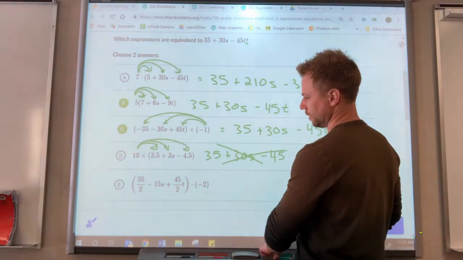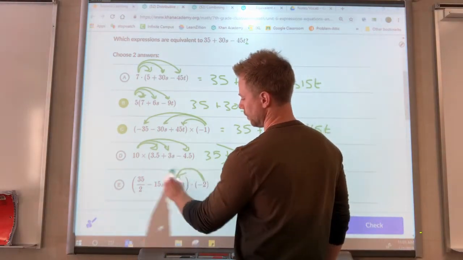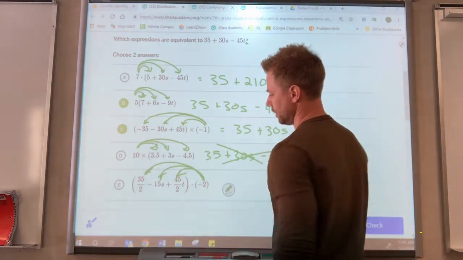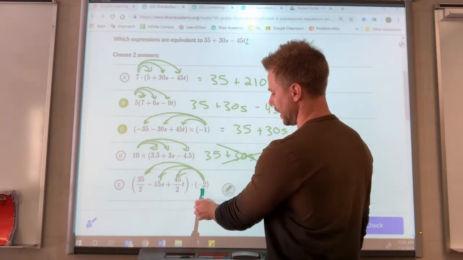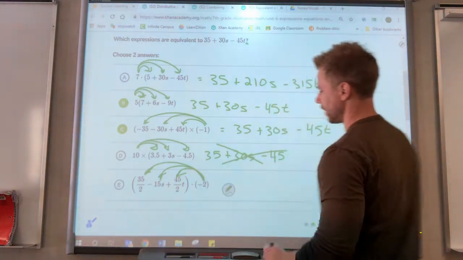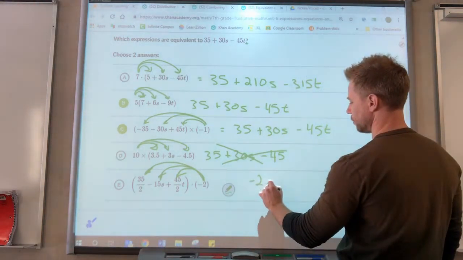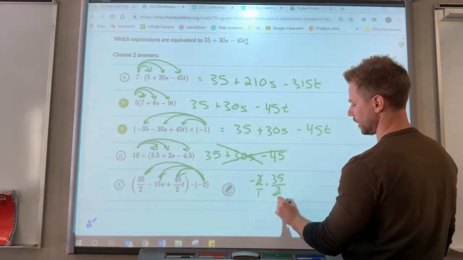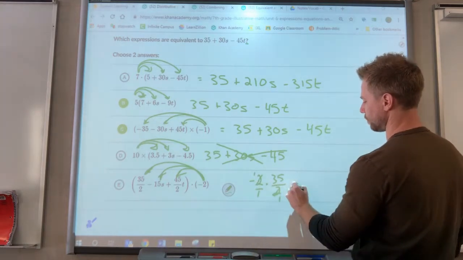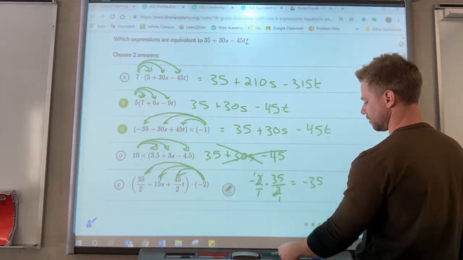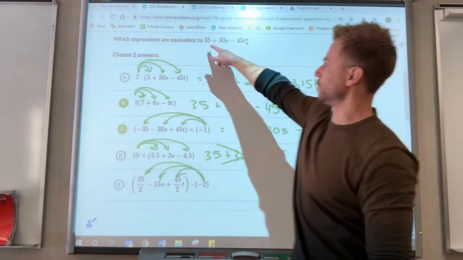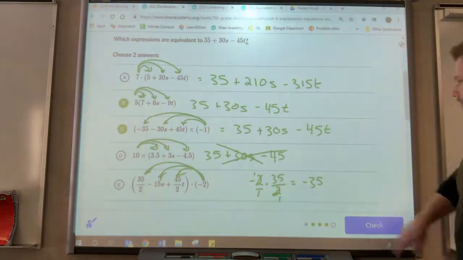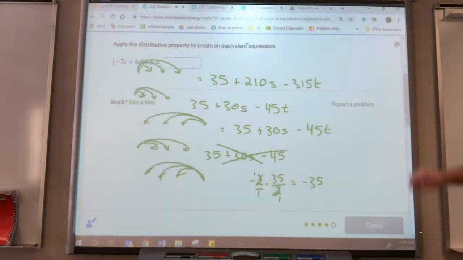Okay, here we are distributing negative 2 to everything. We have our s and our t, so that looks good. Okay, negative 2 times 35 over 2. Those 2's are going to cancel, but we have a negative times a positive. That's going to give us a negative 35. We need a positive 35. So that negative 35 is not going to work. So our 2 answers are correct. And we can go on.